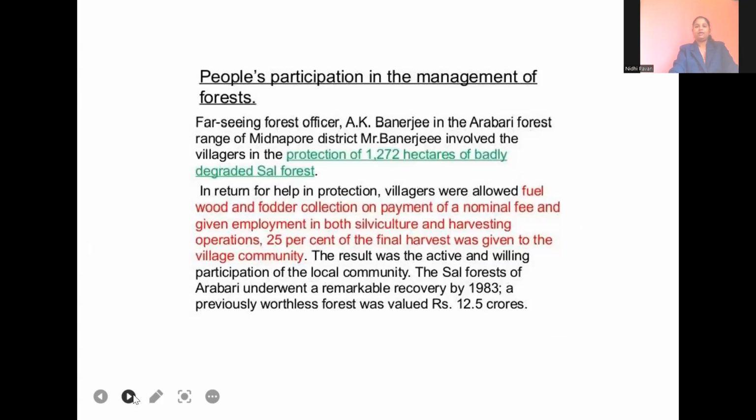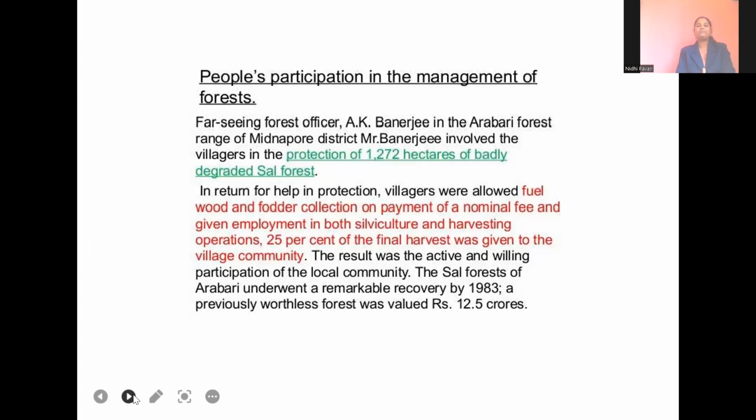Then people's participation in management of forest. A far-seeing forest officer was AK Banerjee. AK Banerjee was a forest officer in the Arabari forest range of Midnapur district. He involved the villagers in the protection of 1,272 hectares of the sal forest. Sal forest means a forest which consists of sal trees.